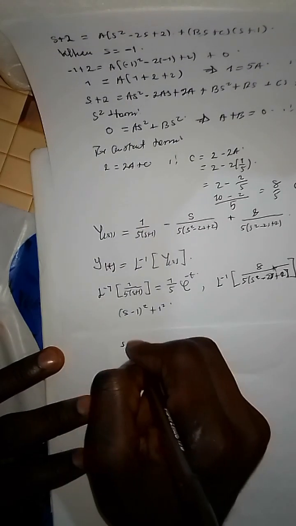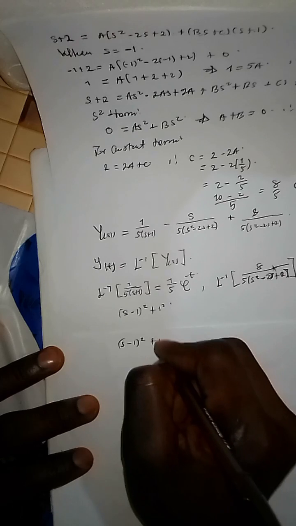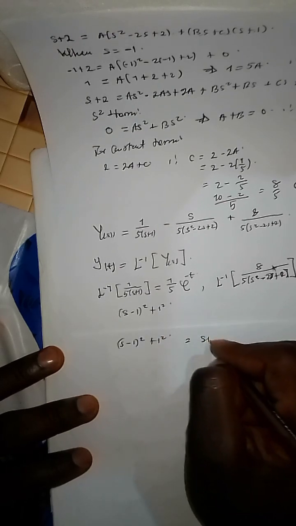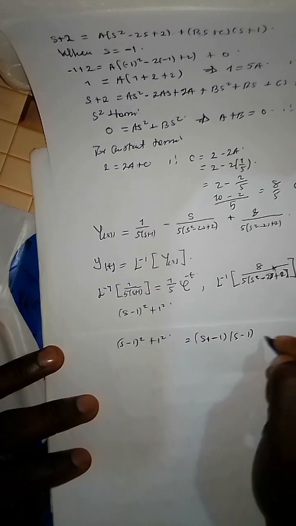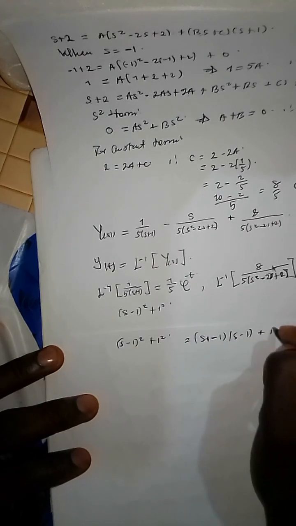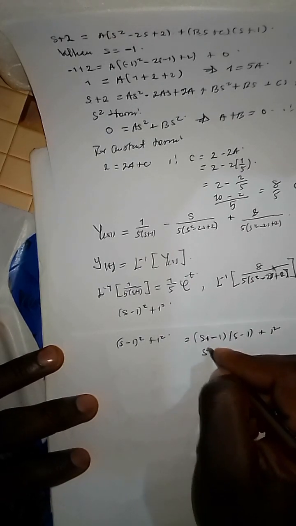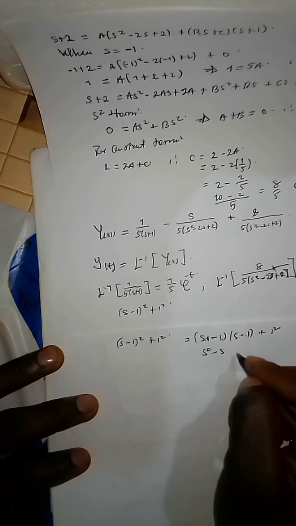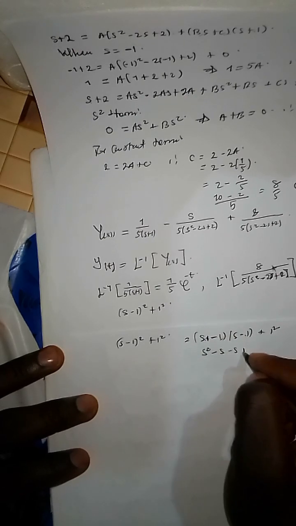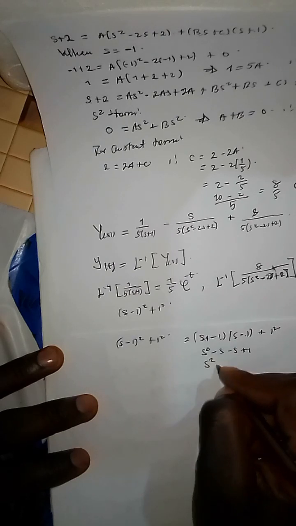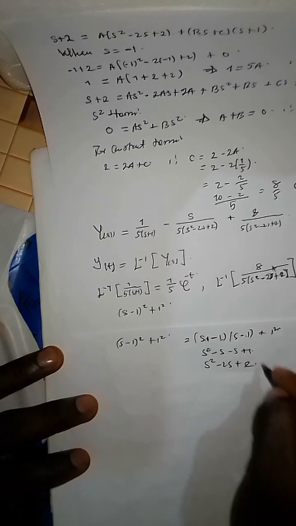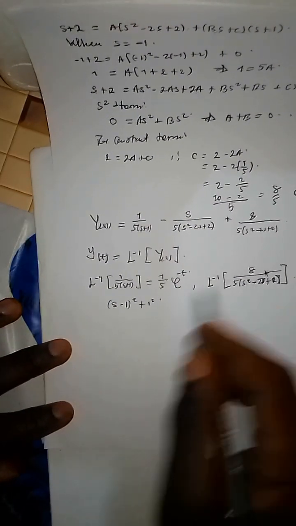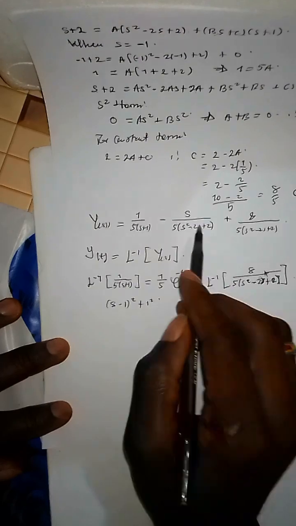s minus 1 all squared plus 1 squared will result to s minus 1 into s minus 1, plus 1 squared. This will give s squared minus s minus s plus 1, so we'll have s squared minus 2s plus 2. So yeah, this is correct. This is just perfect. Since this denominator is the same here, it means we'll have this same path for their denominators.